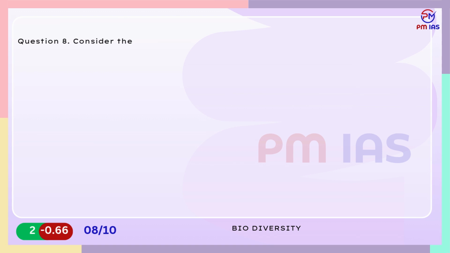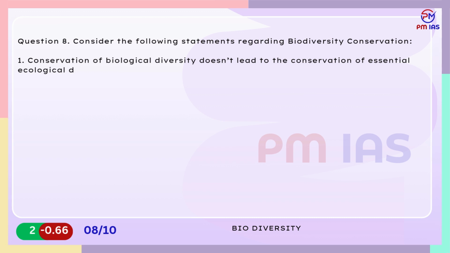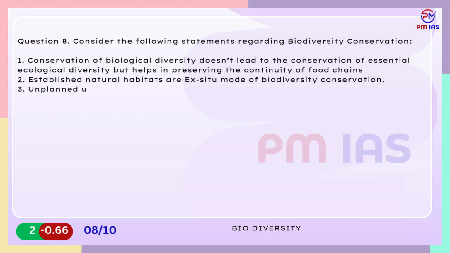Question 8. Consider the following statements regarding biodiversity conservation. 1. Conservation of biological diversity doesn't lead to the conservation of essential ecological diversity but helps in preserving the continuity of food chains. 2. Established natural habitats are an ex situ mode of biodiversity conservation. 3. Unplanned urbanization and uncontrolled industrialization are major hurdles in biodiversity conservation.